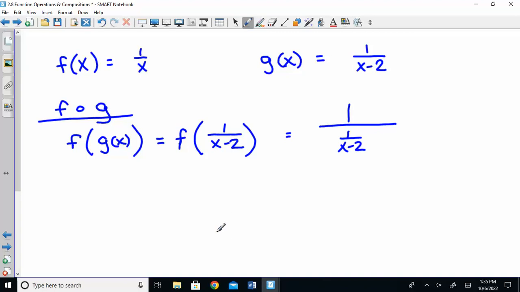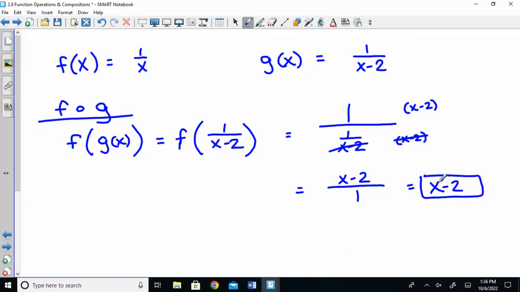Alright, that's kind of ugly, isn't it? I don't really like a fraction in a fraction. Quick way to get rid of it. We have x minus 2 in the denominator here. So if we just multiply the top and the bottom by x minus 2, 1 times x minus 2 is x minus 2. 1 over x minus 2 times x minus 2. Those cancel and I get 1. So we just get x minus 2.